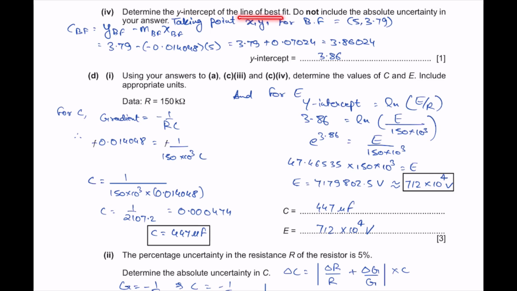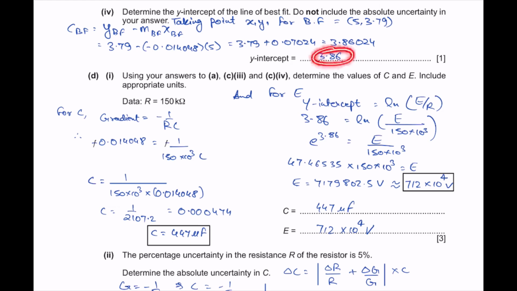Determine the y-intercept of the line of best fit. Do not include the absolute uncertainty in your answer. To calculate the y-intercept, I take point x1, y1 for the best fit, the same as for the gradient, that is 5, 3.79. Now putting it in the equation of a straight line, intercept equals y minus mx. So y is 3.79, and m we have already calculated. Here you have to take the complete value, because if you take the rounded value, it will add to the error. So take the value calculated completely before converting it into 3 significant figures. X is 5. By calculating this, we get 3.86024. By rounding off to 3 significant figures, we get 3.86.